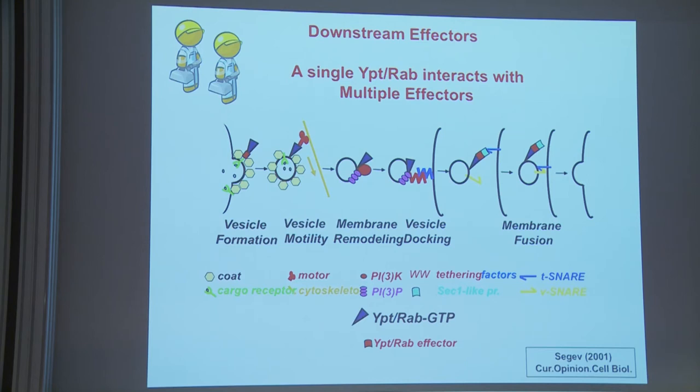So basically, all the machinery components that are required for moving a vesicle from one place to another are recruited by these Rabs. Does this answer your question?